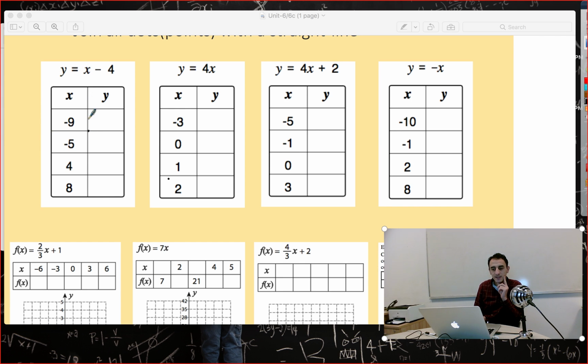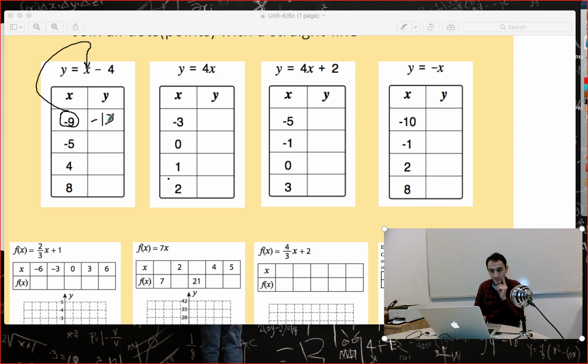The rule says, take the input, which is x, and subtract 4, and then write the output. This is input, this is output. This column is for inputs, this is for outputs. Okay, let's take negative 9. This is input. We need to put this negative 9 instead of x and subtract 4. Negative 9 minus 4 will be negative 13.